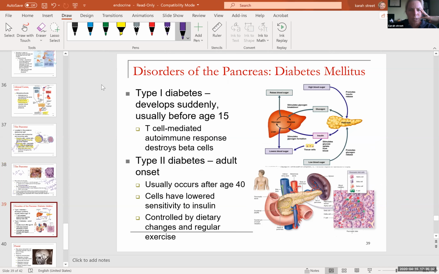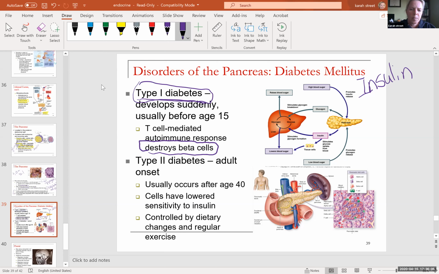Of course, this insulin is of particular interest to us clinically because we think of diabetes mellitus. Type 1 diabetes mellitus is usually associated with pancreatic failure. Specifically, the beta cells have been destroyed. In the old days, it used to be called juvenile onset or insulin-dependent diabetes. We no longer call it that. We say type 1 diabetes.